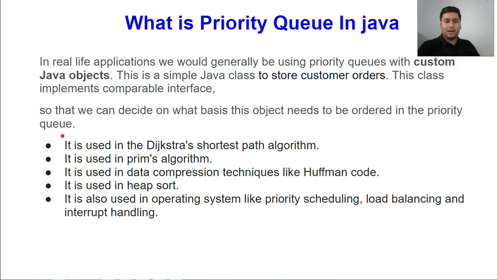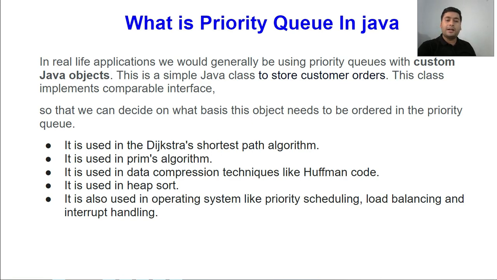So I will give you some real-life examples where we are using the priority queue and it plays a very important role. I hope you know the Dijkstra shortest path algorithm. I think you learned it in your data structures course in college, right? If you want to implement Dijkstra's shortest path algorithm, you can definitely use the priority queue. It will help you implement it.